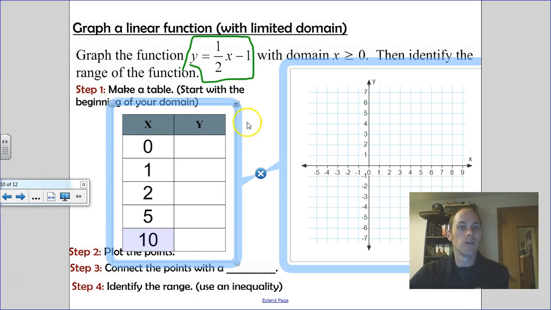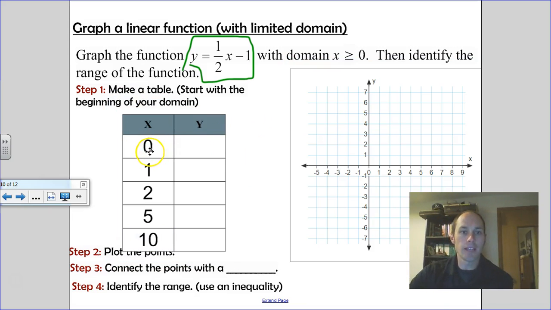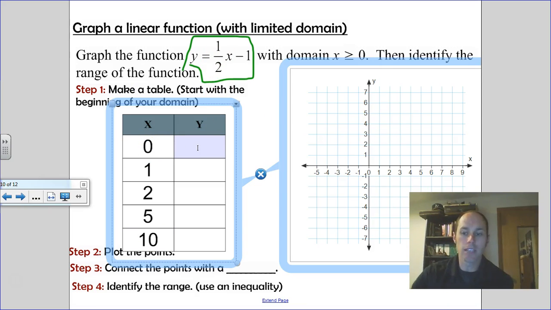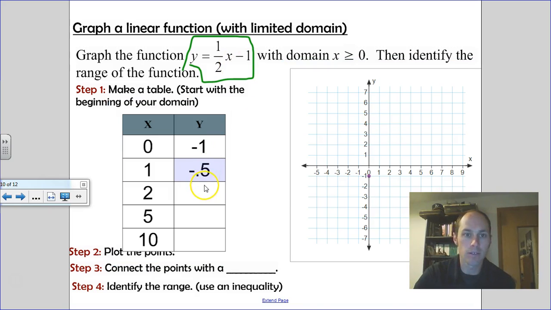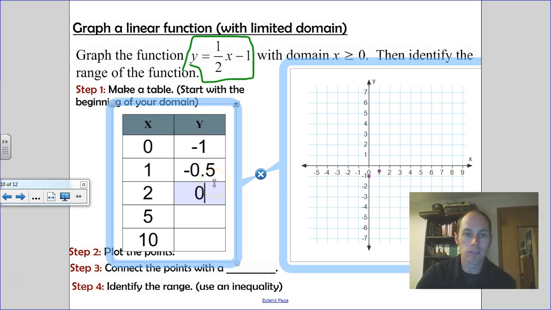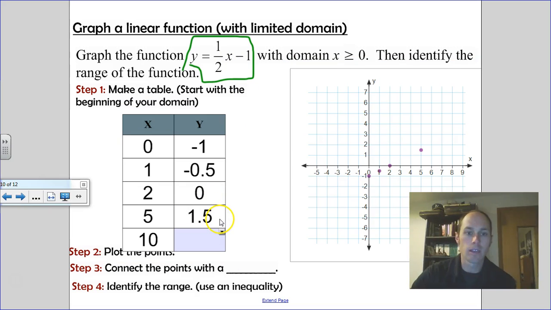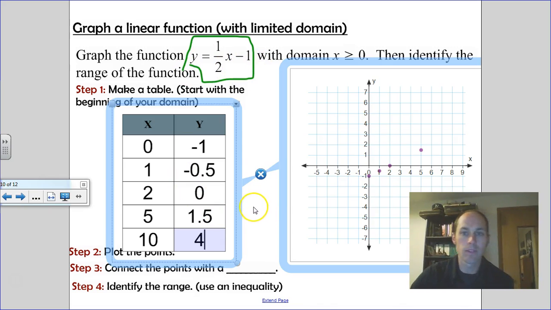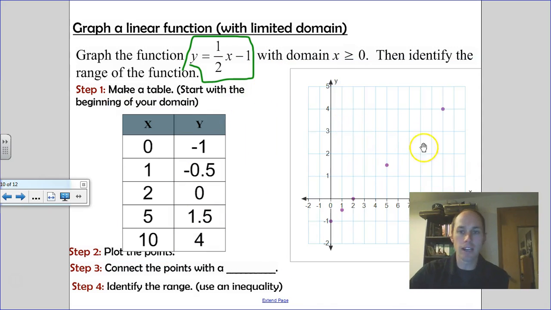Okay, so once we have that, we just evaluate that. So 0 times a half is 0, minus 1 is negative 1. Half of 1 is half, minus 1 is negative half. Half times 2 is 1, minus 1 is 0. Half of 5 is 2.5, minus 1 is 1.5. And half of 10 is 5, minus 1 is 4. Okay, once we have those points plotted, that's how it looks like on our graph.